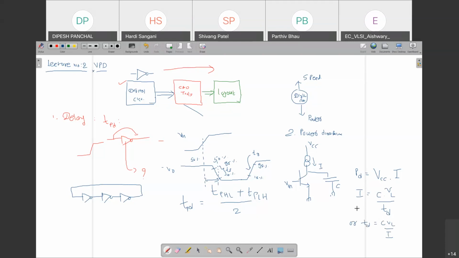By looking at these equations, you can always say that there is a trade-off between speed and power. If you require smaller delay, that means high speed, you have to pay with a large current, and vice versa. If you require low power, definitely you have to compromise on speed. Delay is larger. There is always a trade-off between speed and power. You cannot achieve both at the same time. So can anyone define what is a figure of merit from these two equations?